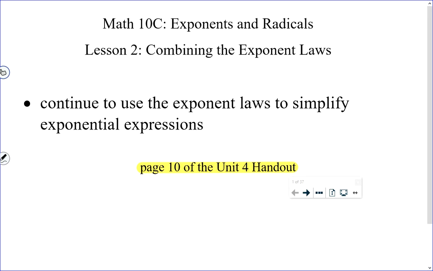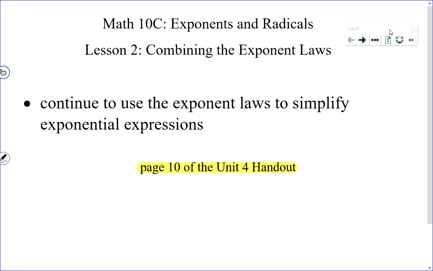This is lesson 2 of Unit 4 in Math 10C. We're going to be looking today at combining the exponent laws, but really what this boils down to is that in this lesson we're just going to be practicing applying the exponent laws that we've already learned about to more complicated situations. So today is about getting even more practice than you have been getting over the past couple of days. This lesson can be found on page 10 of your Unit 4 handout.